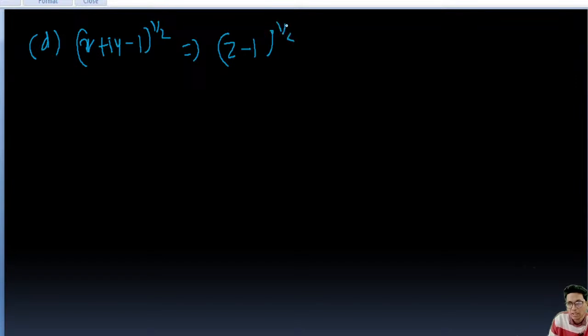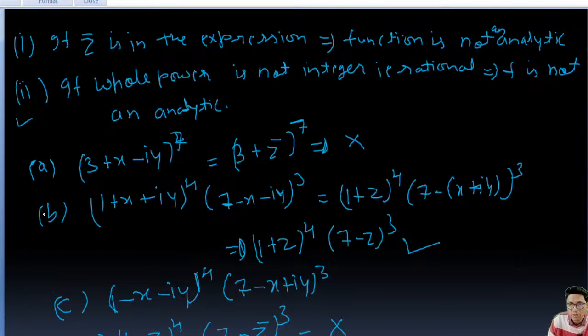Now we'll check the next one, option D, (x plus iy minus 1) to the power half, right? So we can write x plus iy as z minus 1 to the power half. So we can see that the whole power is not an integer, right? It is a rational number, so implies it is not an analytic function. So option B is the correct option. Okay, option B is the correct option, which is the analytic function.